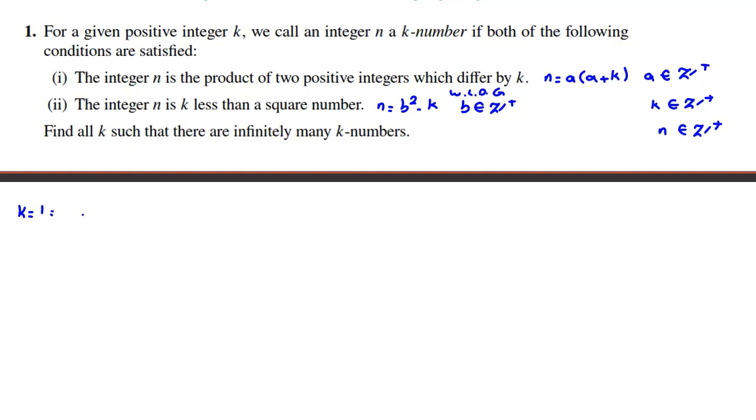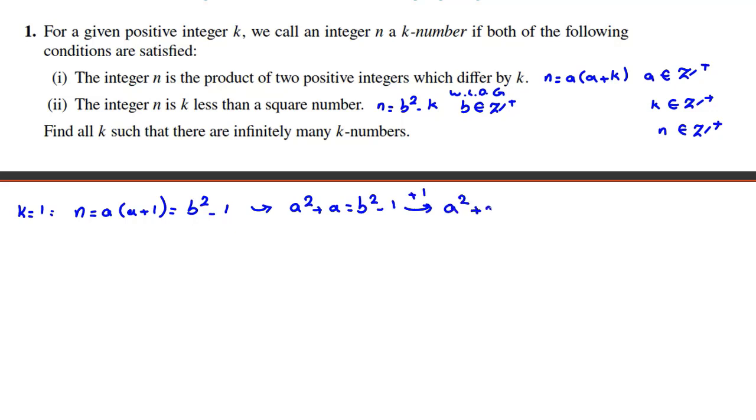So let's check k equals 1 first. n should be a times a plus 1. Also, it should be equal to b squared minus 1. So a squared plus a equals b squared minus 1. Then if you add 1, a squared plus a plus 1 equals b squared. And then here we can say something: a squared plus a plus 1 is greater than a squared. This idea is so much useful, considering a number between two consecutive perfect squares.